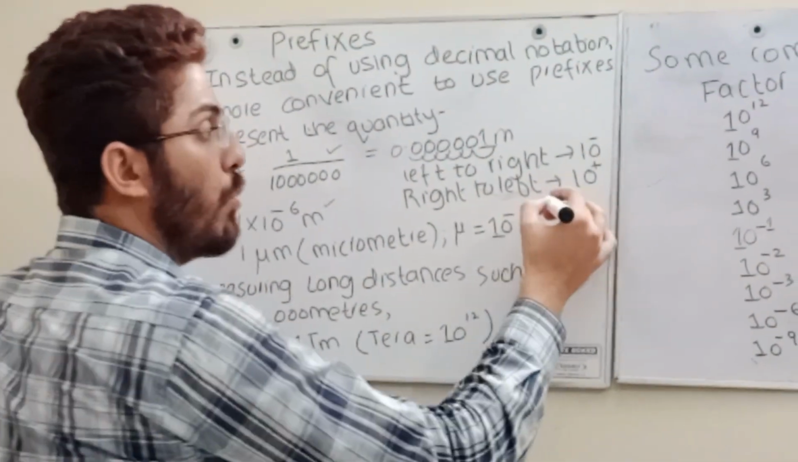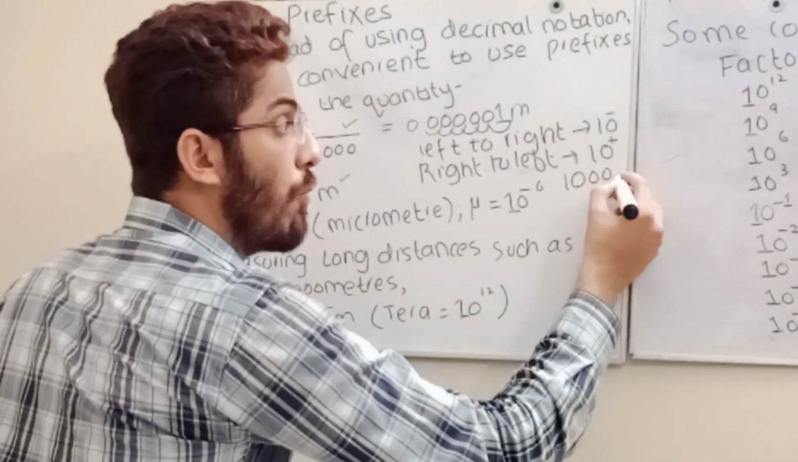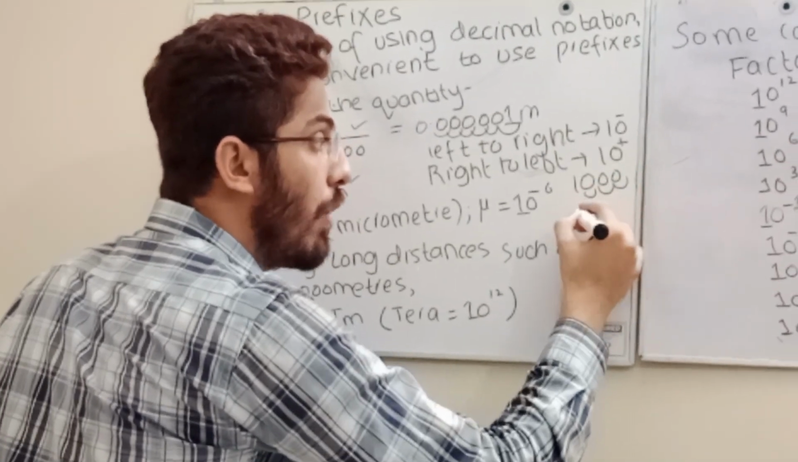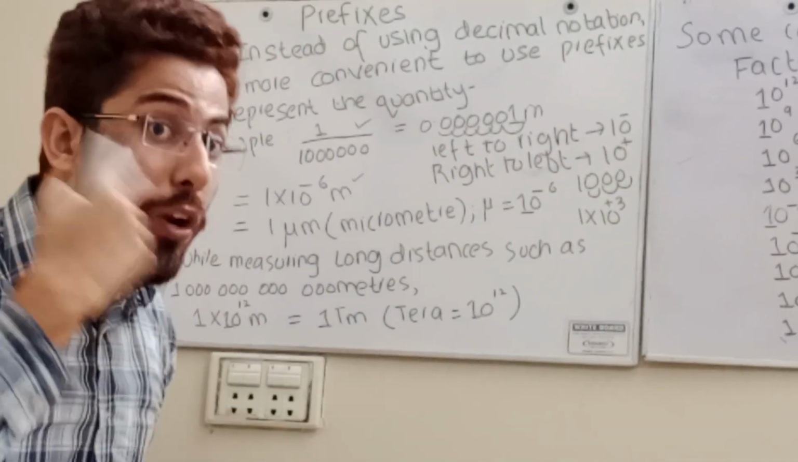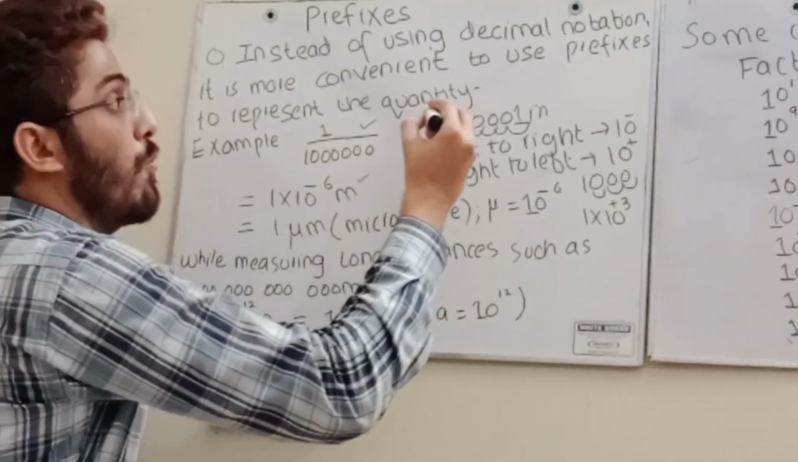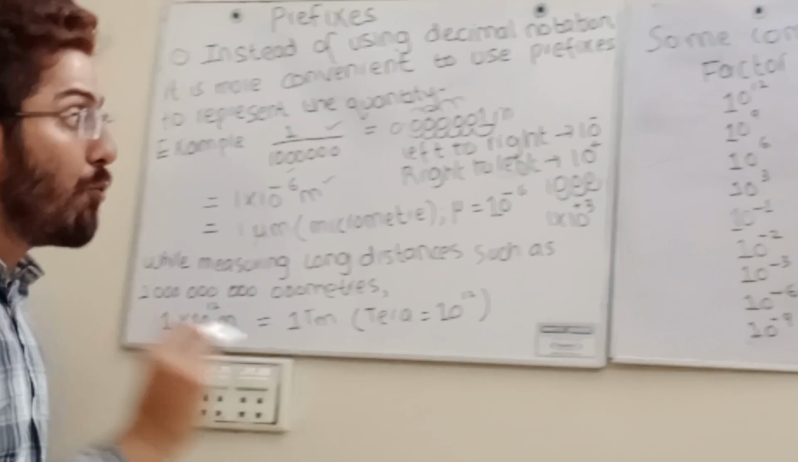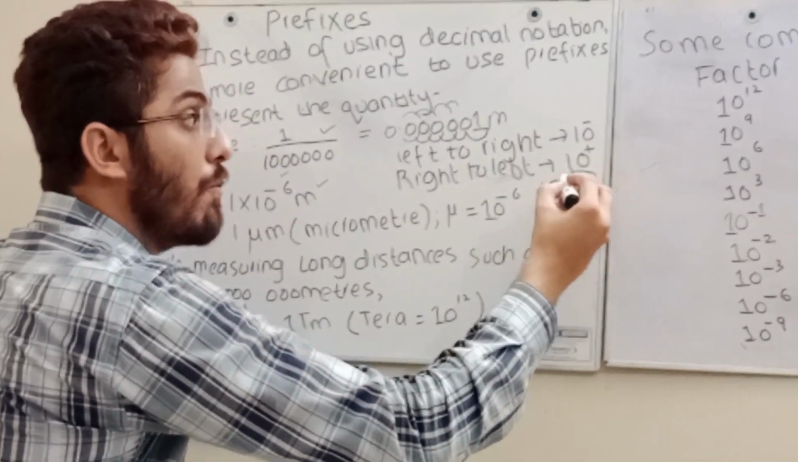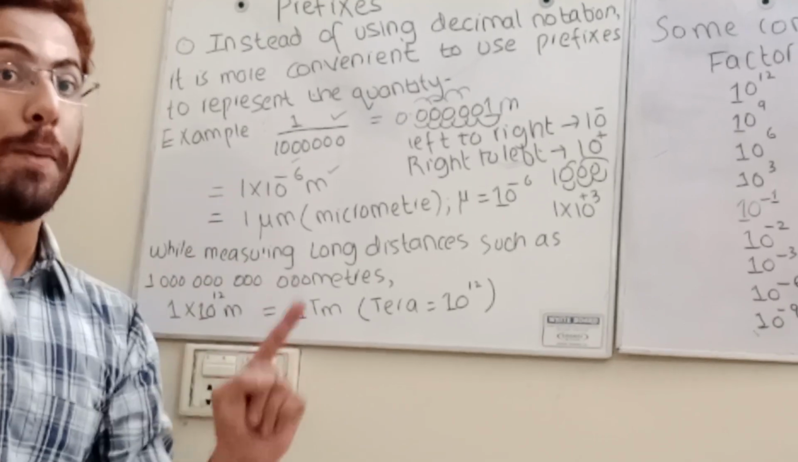Okay, and let's suppose you are moving 1000. If you are moving from right to left, 1, 2, 3, the exponent is positive 3. So do remember this. Either you are moving in this direction, the negative sign will come, or if you are moving from right to left, you will get the positive sign. Okay, your confusion will be removed.